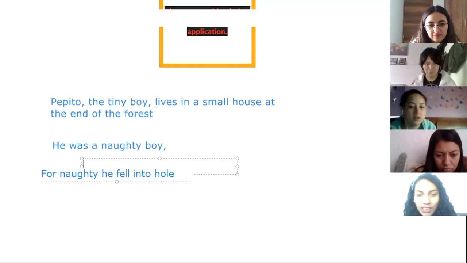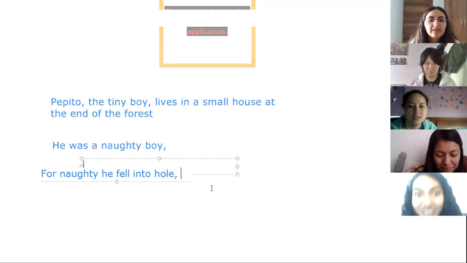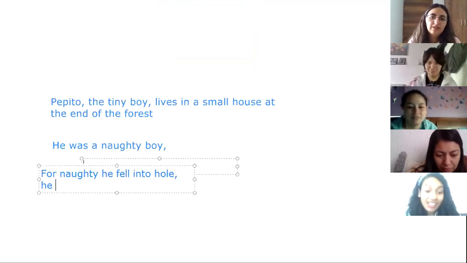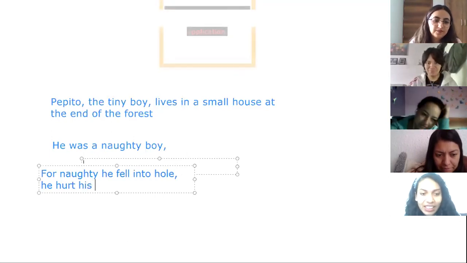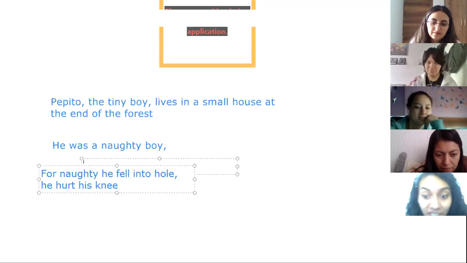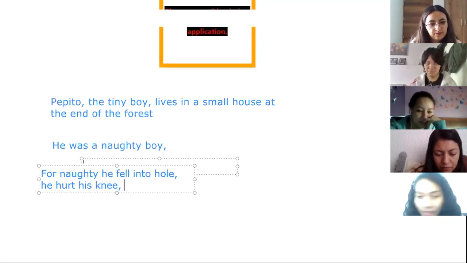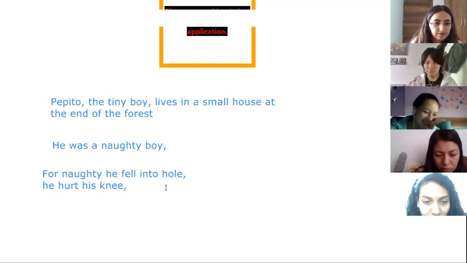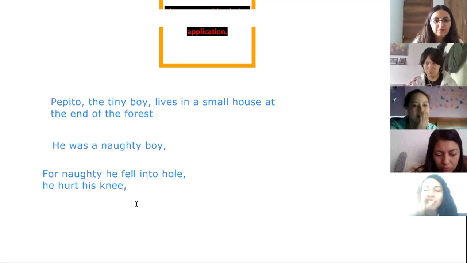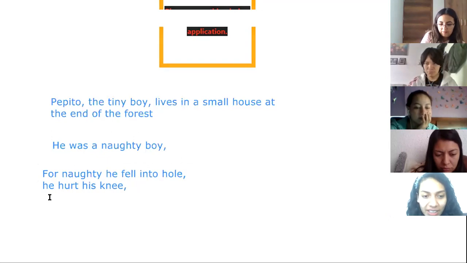Alguien más pudo haber caído del hueco. He hurt his knee. Excuse me? He hurt his knee. Okay, he hurt his knee. Yes, I'm so sorry because this computer has a volume very, very low. He hurt his knee. Poor Pepito. And then, come on. 5 sentences more and we give a final end.